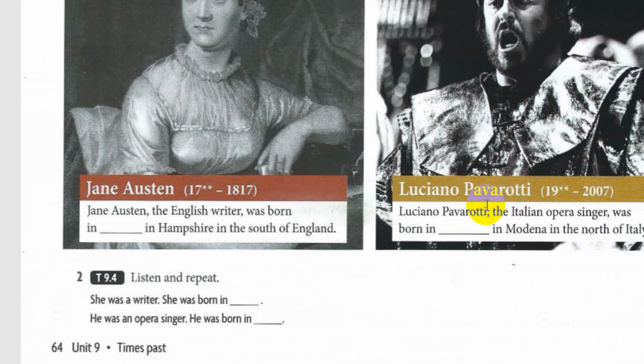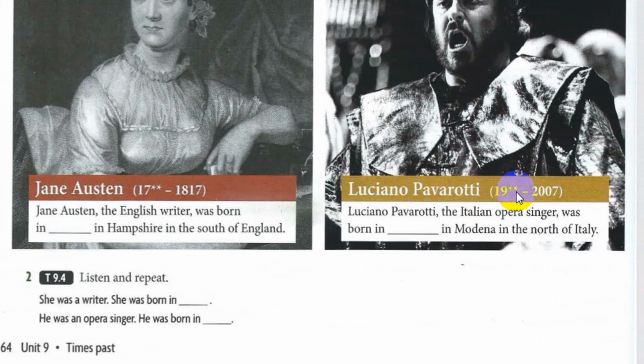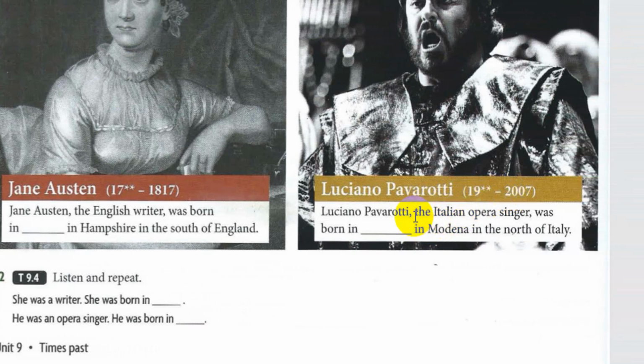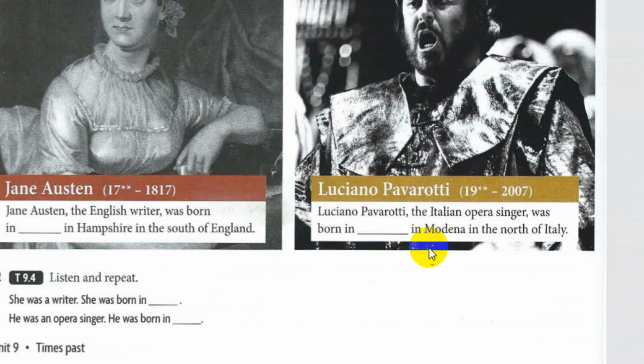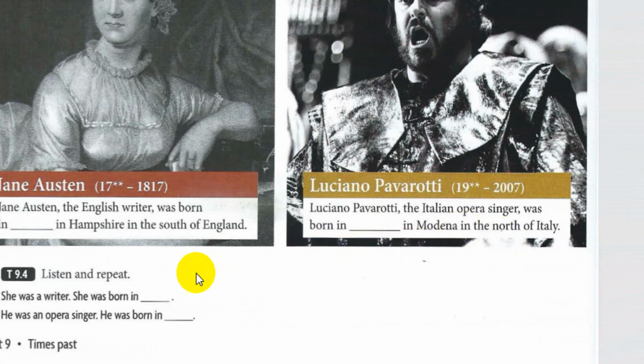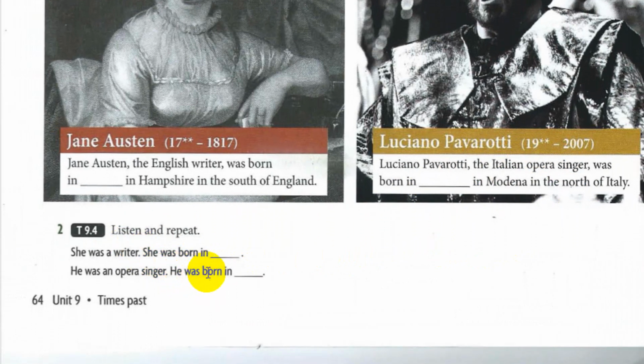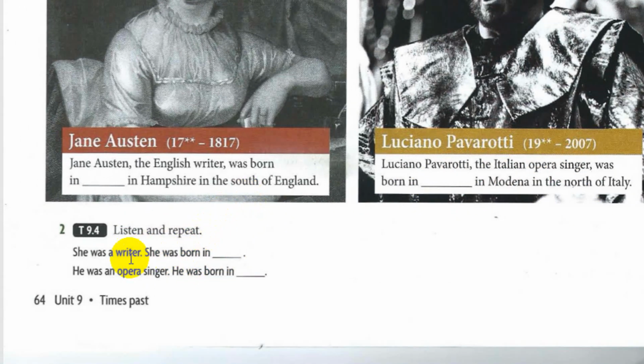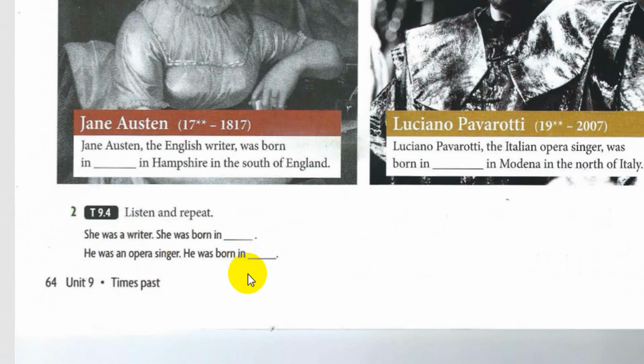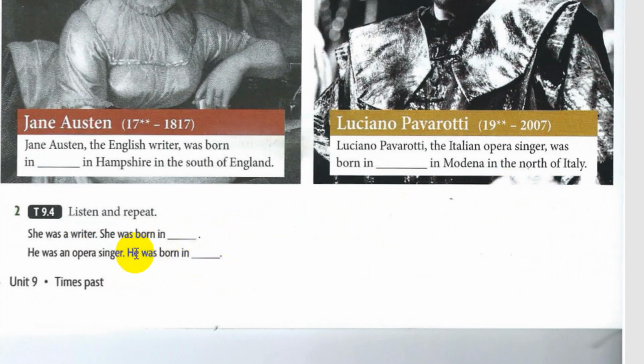Luciano Pavarotti, the Italian opera singer, was born on the 19th of September in Modena in the north of Italy. Okay, listen and repeat. She was a writer. She was born in the south of England. He was an opera singer. He was born in the south of Italy.